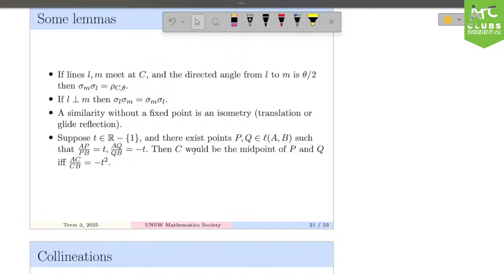Next, a similarity without a fixed point is an isometry. It is either a translation or a line reflection.